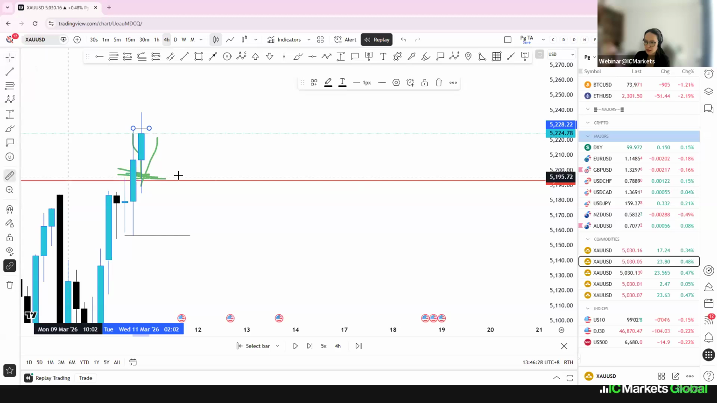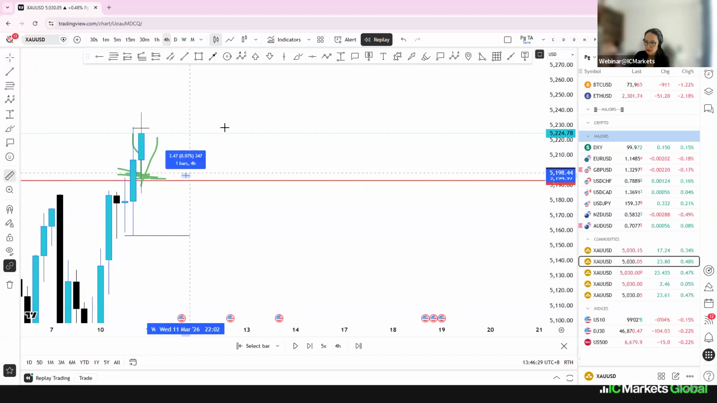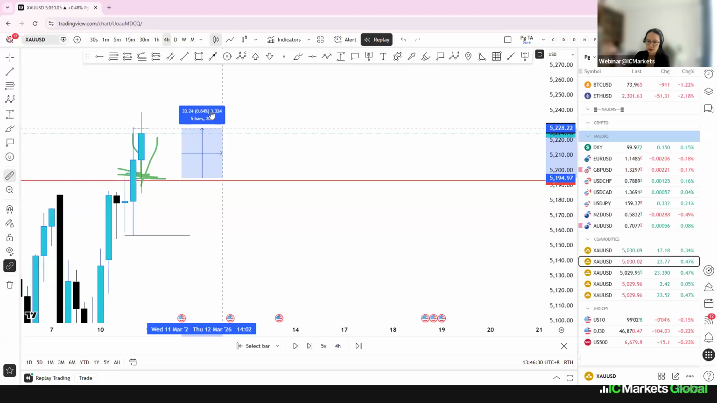Okay, so from here we enter somewhere around here. The recent high is about 300 pip. That is good enough for gold, because nowadays gold moves more than 100 pip on the lower time frame. I just want to make sure that price has hit my take profit, so I always aim for the recent high. That's going to be TP1.